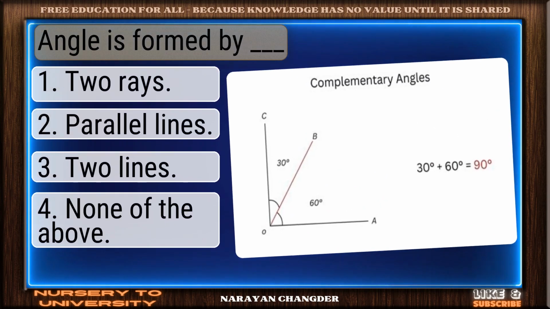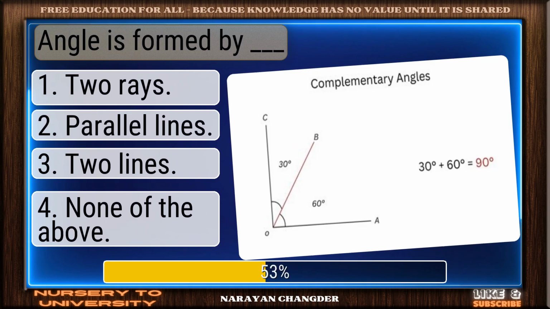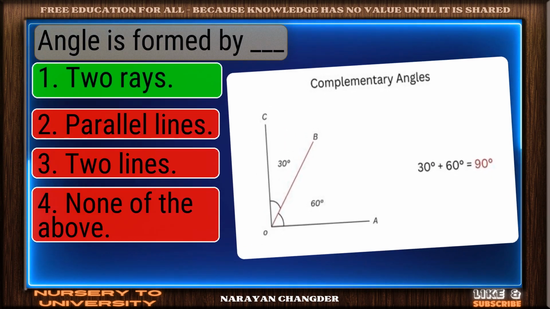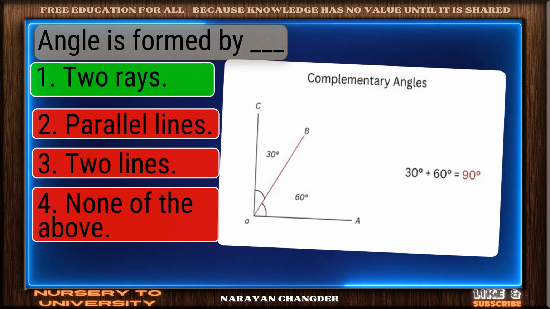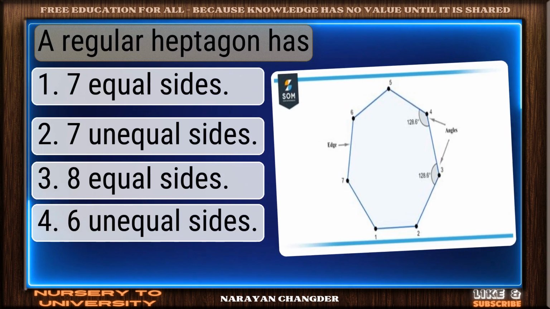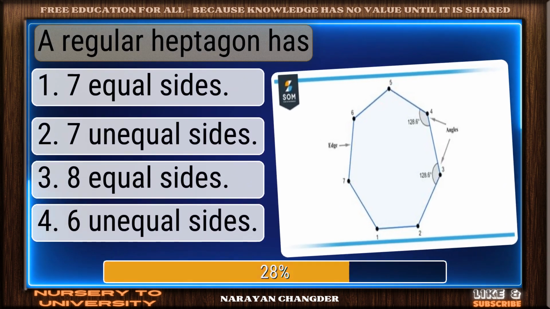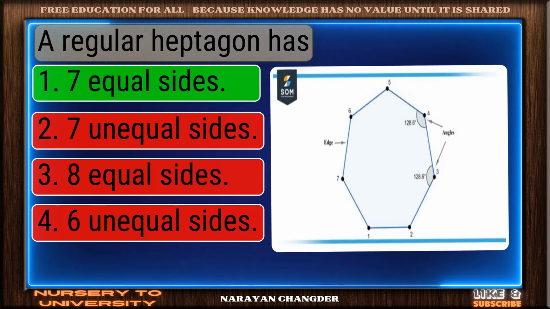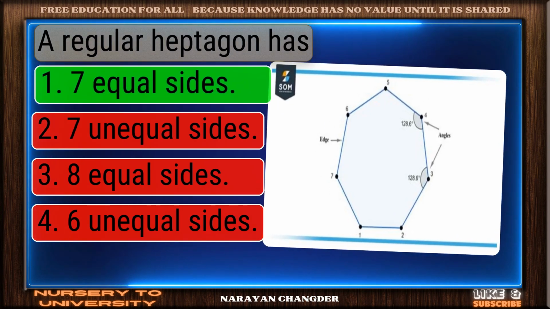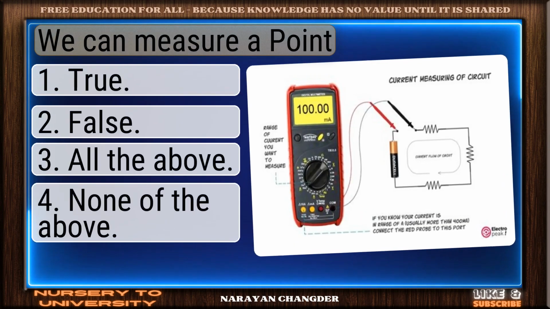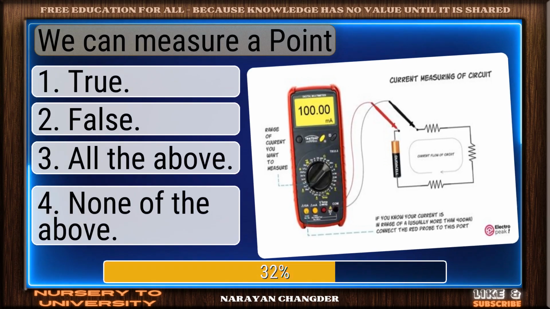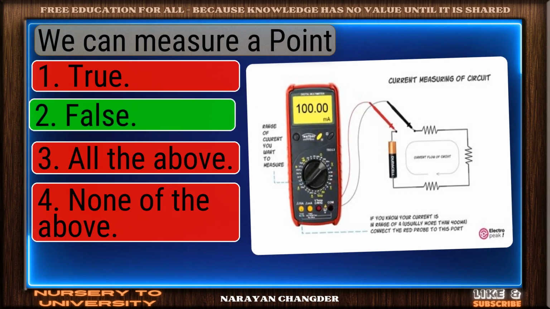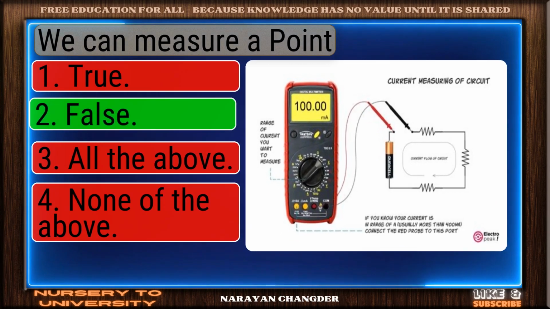Angle is formed by dash. You chose 2 rays, and it is correct. A regular heptagon has. Sharp thinking. 7 equal sides is the right choice. We can measure a point. Bravo! False is the answer.